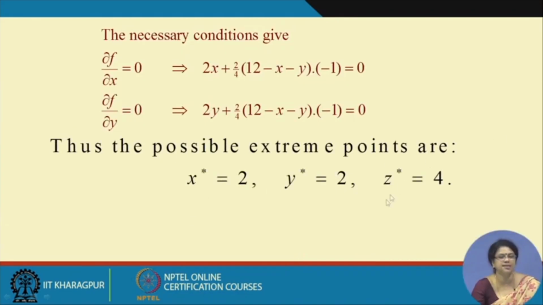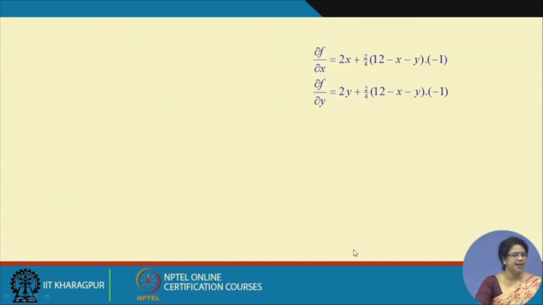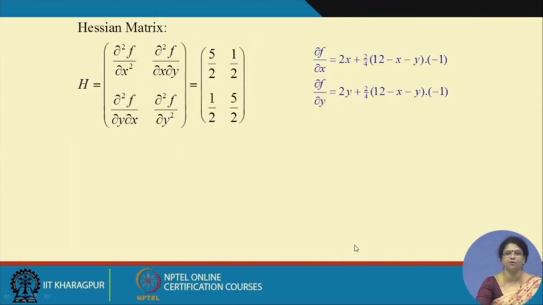These are the extreme points that we could get from the necessary conditions, because the unconstrained optimization problem has two variables. That is why this is the grad f. If we equate it to 0, then we get the extreme points, but the sufficient condition has to be checked through the Hessian matrix. Hessian matrix construction is not difficult for us. We will simply calculate the Hessian matrix this way. Just look at the Hessian matrix.